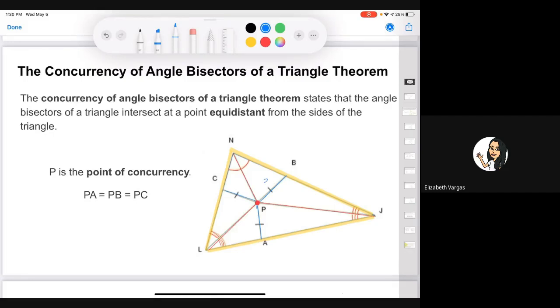Say that I knew that the distance from this point to this point B is 3, then what I can tell from that is that this point to this point A would also be equal to 3, and this point to this point C would also be equal to 3. So basically, what it states is that my angle bisectors connect at that center point P, and that center point P is equidistant from all of my different sides. Okay? So that is what this theorem tells me.